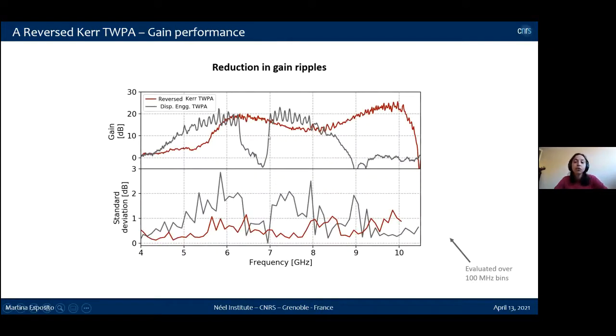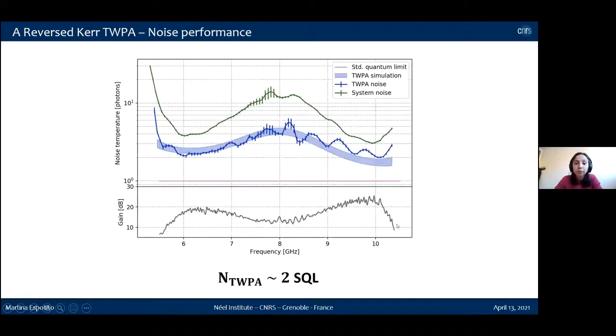Also, we show that this approach helps a lot with reducing the gain ripples. So here I'm plotting in red the reverse Kerr TWPA, and in gray the dispersion engineering TWPA from our group here in Grenoble. And you can see that if you now look at the standard deviation of the gain, we have reduced a lot the ripples using this reverse Kerr phase matching.